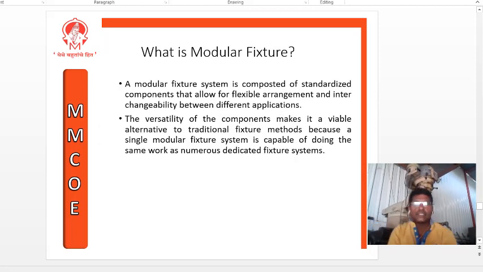Now, many times in exams they ask what a modular fixture is. A modular fixture system is composed of standardized components that allow flexible arrangement and interchangeability between different applications. The versatility of the components makes it a viable alternative to traditional fixture methods, because a single modular fixture system is capable of doing the same work as numerous dedicated fixture systems.